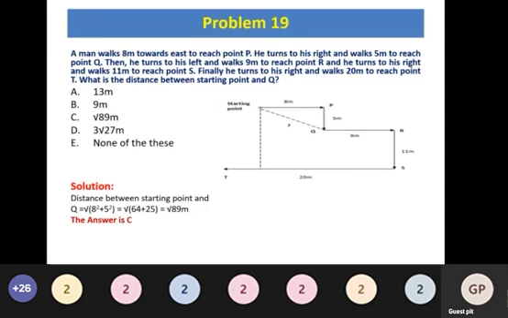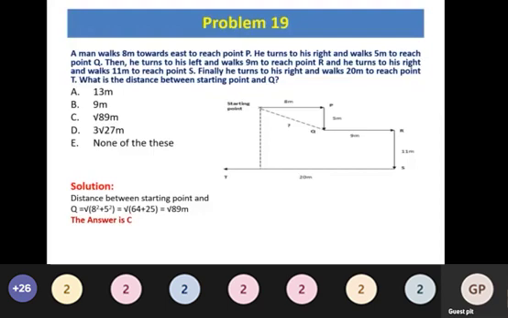So once again, I'll read out this one. A man walks 8 meters towards east to reach point P. He turns to his right and walks 5 meters to reach point Q. Then he turns to his left and walks 9 meters to reach point R. And then he turns to his right and walks 11 meters to reach point S. Finally, he turns to his right and walks 20 meters to reach point T. What is the distance between the starting point and Q?